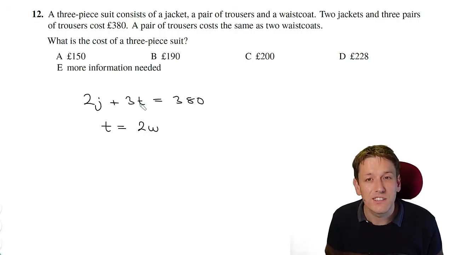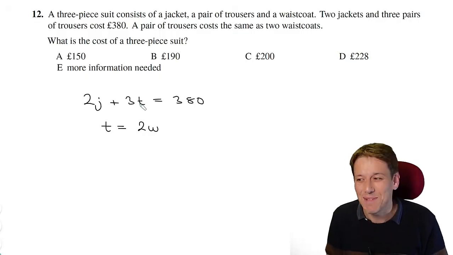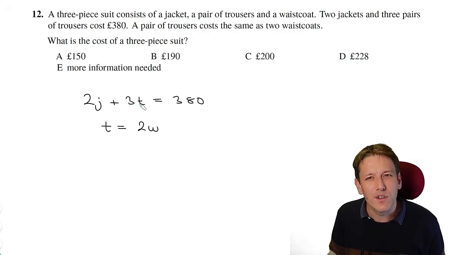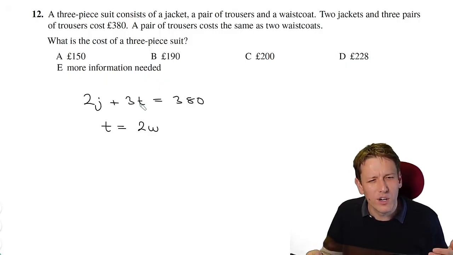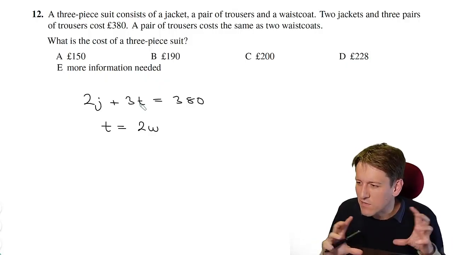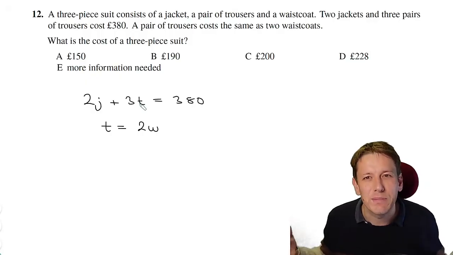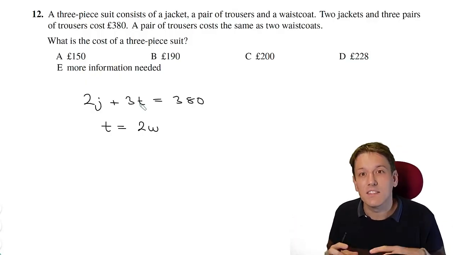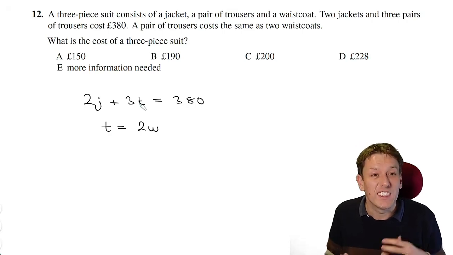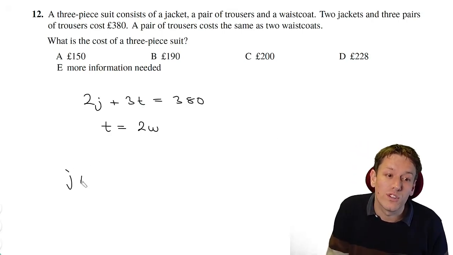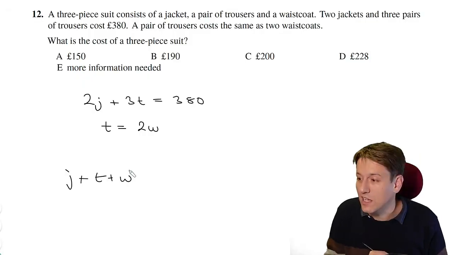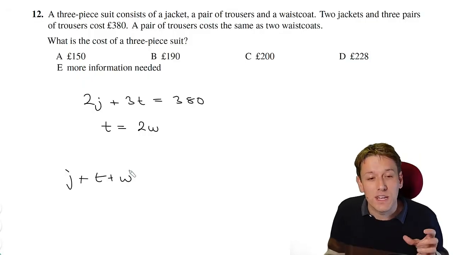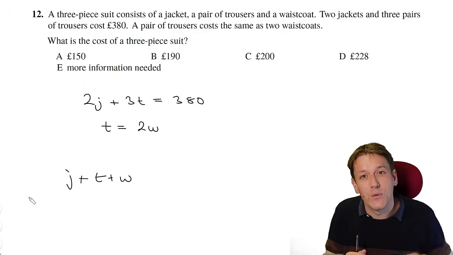Now, "more information needed" is very rarely the right answer in a maths challenge question. I'd forgive you for thinking it might be the right answer here, because I've got 2 pieces of information and 3 unknowns, and usually you need 3 pieces of information for 3 unknowns, but we don't actually want to work out J, T and W individually. It's enough just to work out what J plus T plus W is.